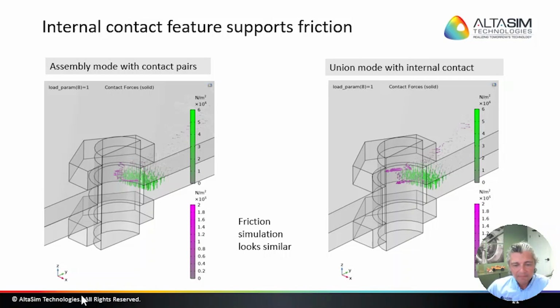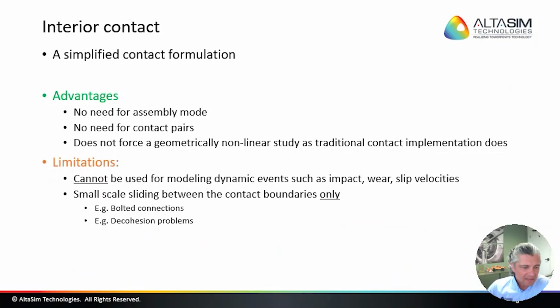So our takeaways, back to the opening slide here: the takeaway is that interior contact, new in version 6.3, we do recommend using it if you're doing scenarios that are not dynamic events and only have small scale sliding, particularly with bolted connections. We're looking forward to being able to simplify our model workflow with this new technique.